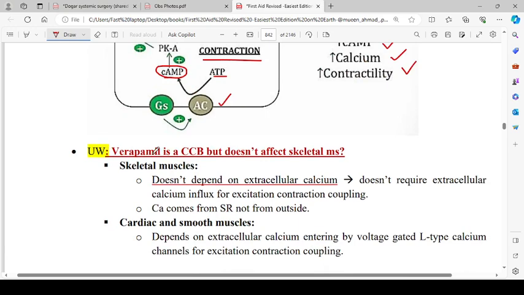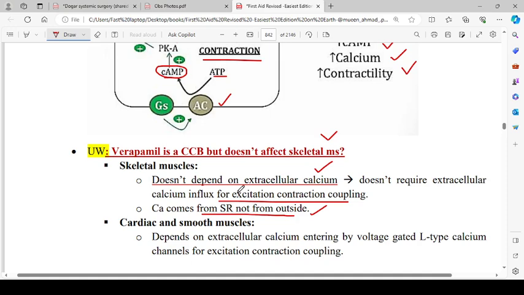The UWorld point is that verapamil is a calcium channel blocker but does not affect the skeletal muscles. Why? The skeletal muscles do not respond to extracellular calcium and do not require extracellular calcium influx for excitation-contraction coupling, and calcium comes from the sarcoplasmic reticulum, not from the outside. In the cardiac muscles, the release of calcium from the sarcoplasmic reticulum requires extracellular calcium to come inside first.